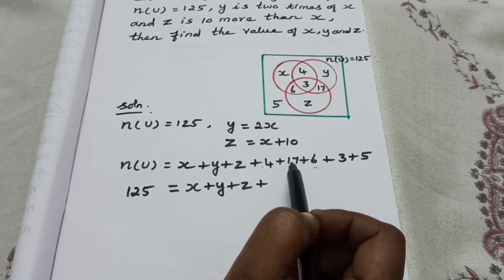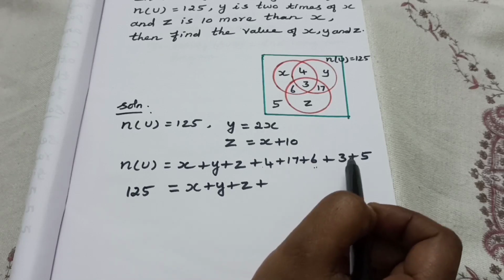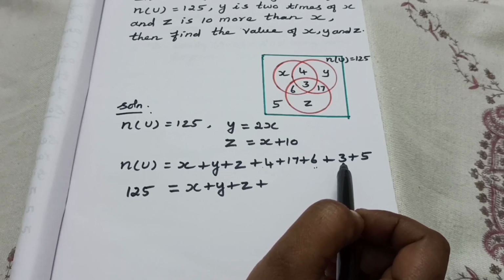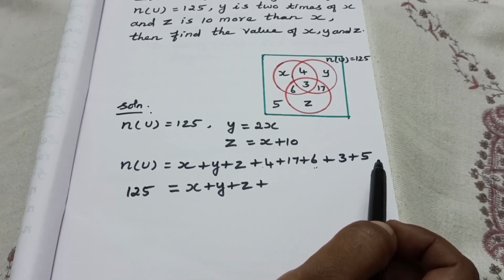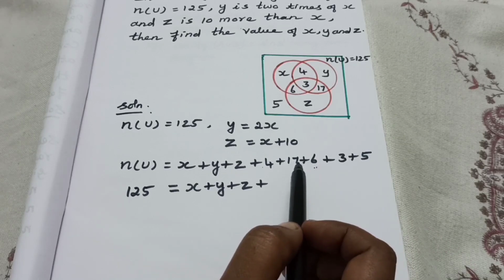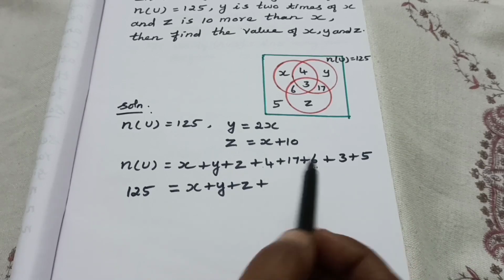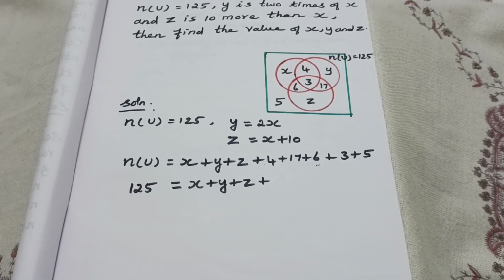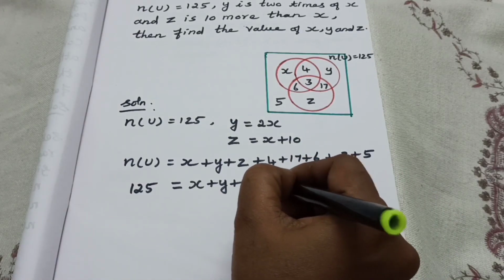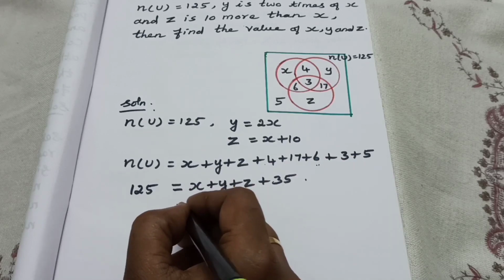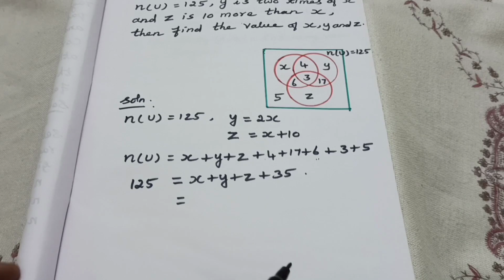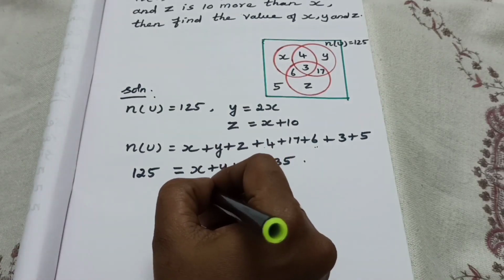10 plus 17 is 27. 27 plus 3 is 30. Then 30 plus 5 is 35. Isn't it? 35, sorry. Here 10. Then 35 it will come, isn't it? That 35 we have to write here. Then 125 is equal to x, we don't know, isn't it? That x we have to write here.